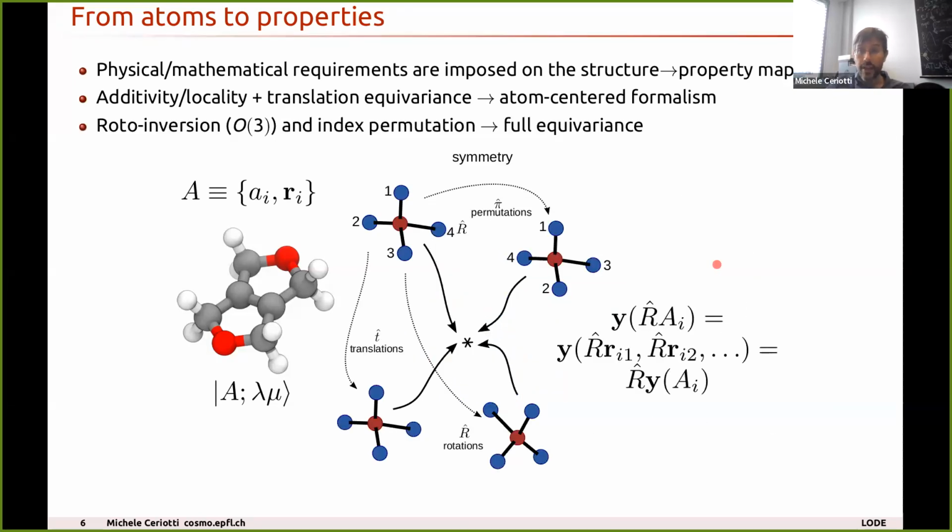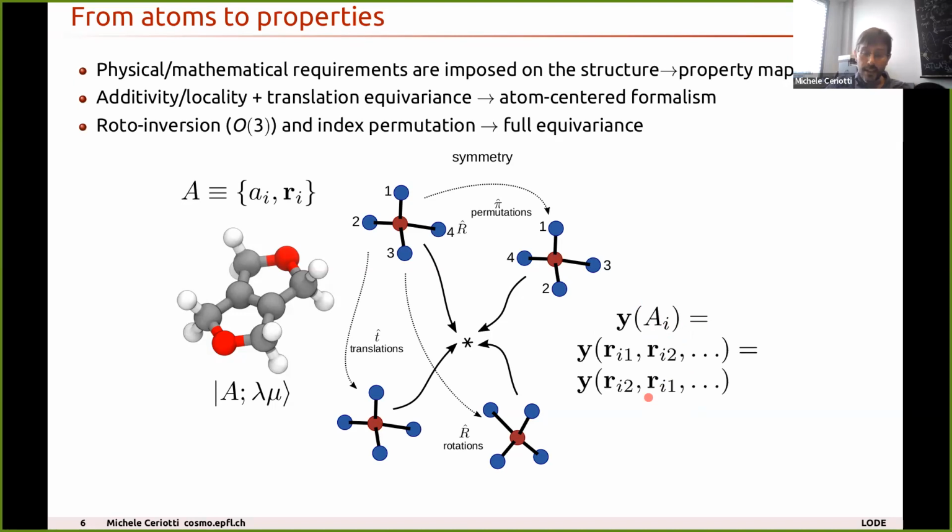Symmetry means that the functional form that we use should be invariant or covariant with respect, for example, to rotations. So if we have a vectorial property for a structure that is being rotated by a rotation R, it should just be the property of the non-rotated structure with the rotation applied to it. And similarly, we want to have a permutation symmetry with respect to the coordinates of the atoms.